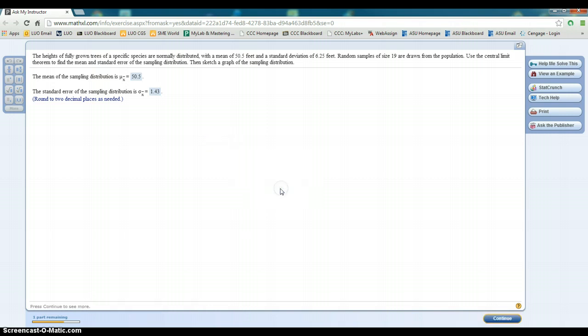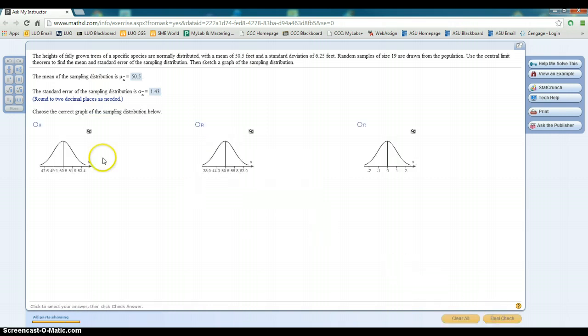and we did a good job. Now our next part of the problem is choose the correct graph of the sampling distribution below. Since the mean is 50.5, we'll look at all three of these particular graphs and we can discount C, because this is not going to have the mean on there. So we're going to look at graph A and graph B.